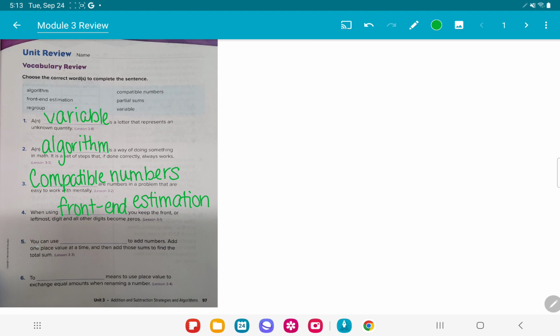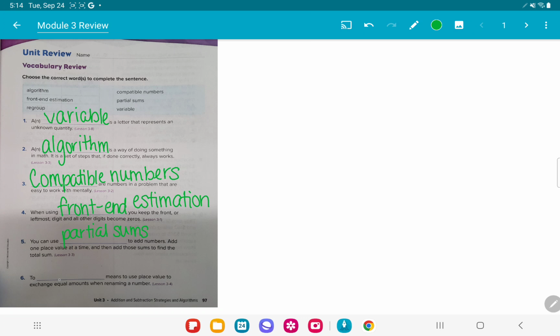Number 5, you can blank to add numbers. Add one place value at a time and then add those sums to find the total sum. So that strategy is partial sums. That's when we add one part at a time, then add those sums all together to find our total.